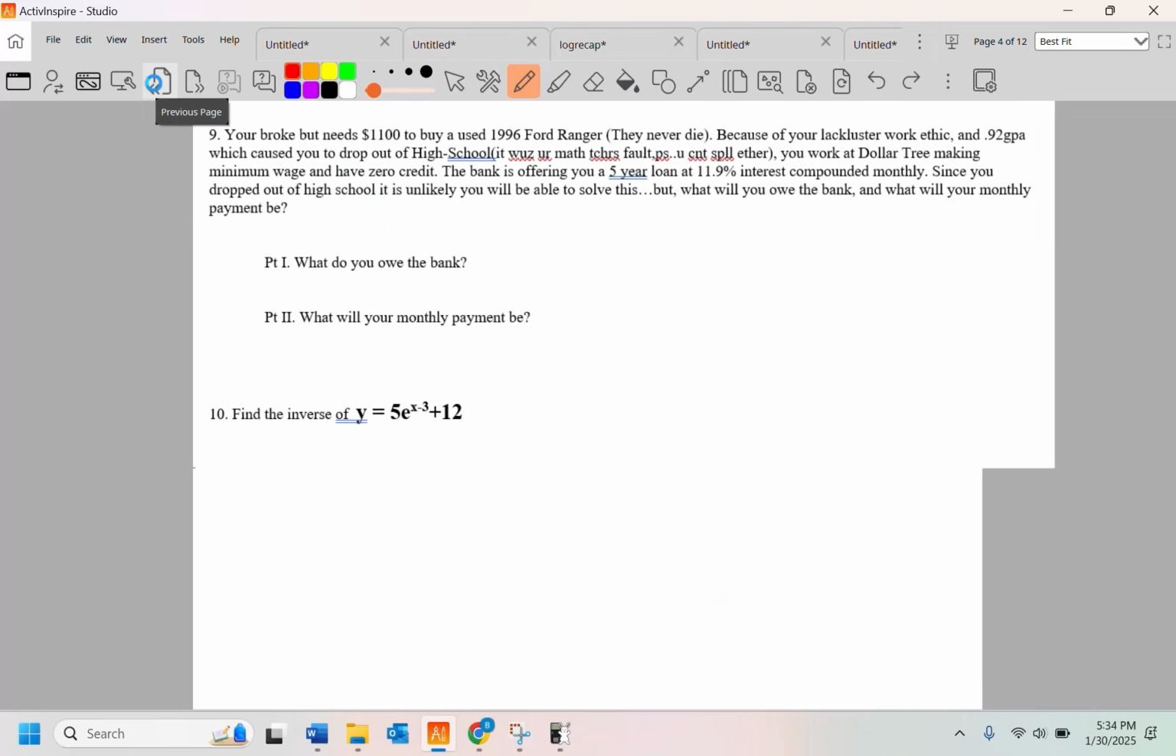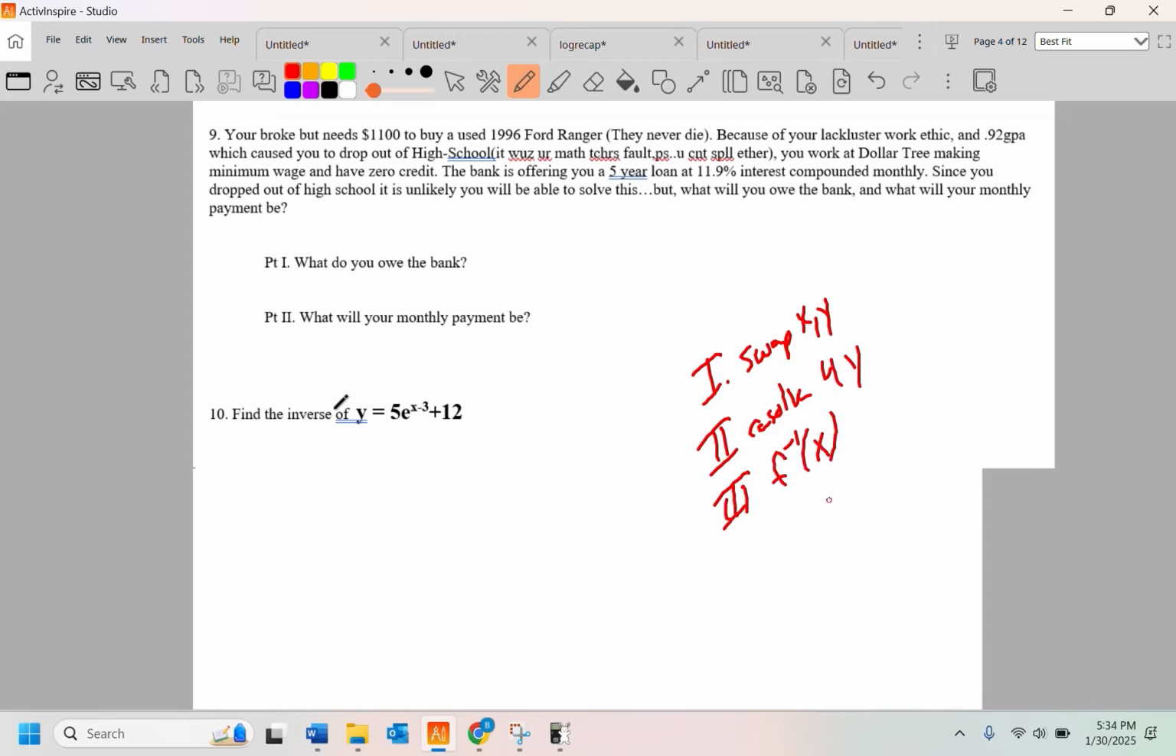All right, 10, find an inverse. Rules on inverse: step 1, swap x and y. Step 2, resolve for y. Step 3 would be profit, which is notation. So y becomes x becomes y. And then we isolate. Play the isolation game. We are going to subtract 12. X minus 12 is equal to 5e to the y minus 3.